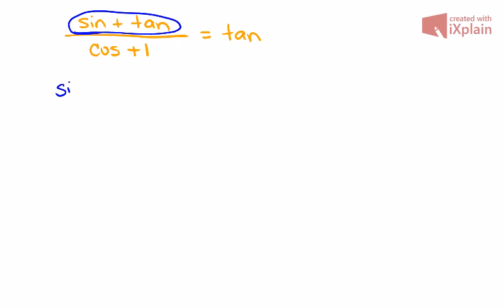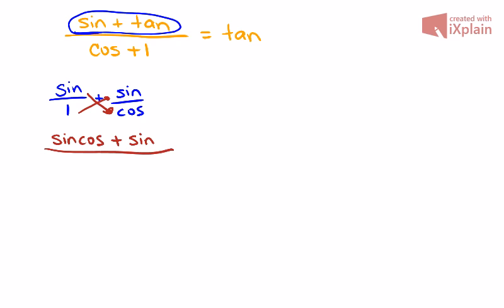So sine, remember, we never changed. Sine is just sine over 1, plus tangent, which is sine over cosine. Okay, I'm adding, and I don't have the same denominator, so I need to cross multiply. So sine times cosine is sine cosine. Bring down the sine from the middle. 1 times sine is sine, all over cosine.